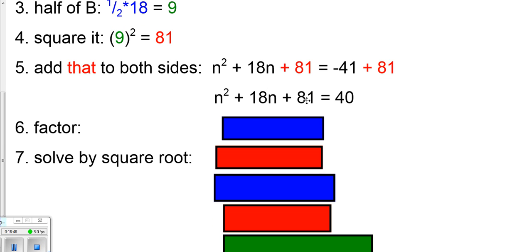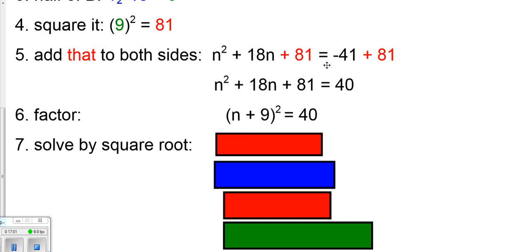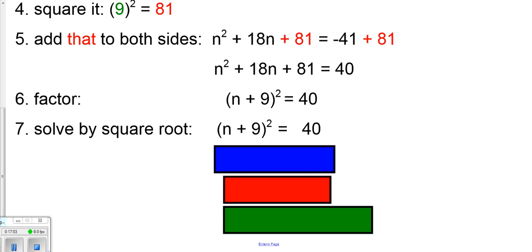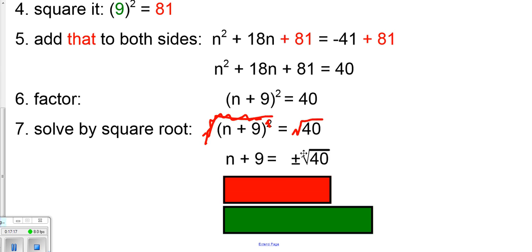This piece we can factor, so we do so and we get n plus 9, all of that squared, equals 40. Remember, this plus 9 came from right here, it's this 9 value. Now we solve by square root, as we've done before. Square root of this side equals the square root of this side. This one and this one cancel out. So we get n plus 9 equals the positive or negative square root of 40.